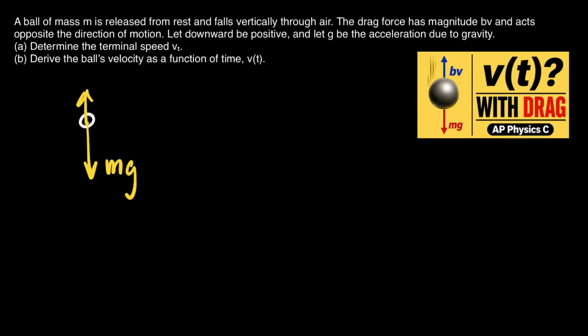We have gravity force pulling down on the ball and drag force pulling up on the ball. The drag force is bv, where b is a constant and v is the velocity of the ball. And we're going to choose down to be positive.